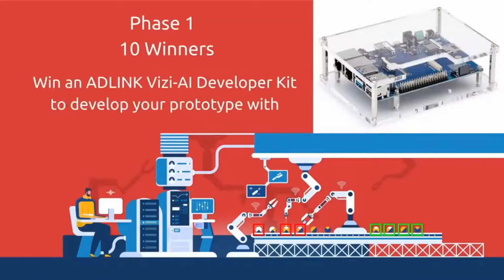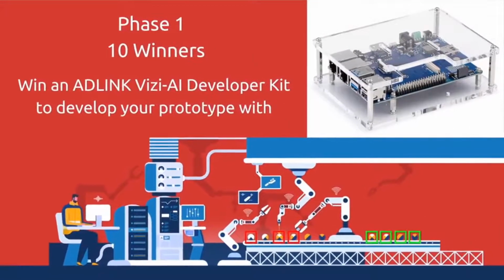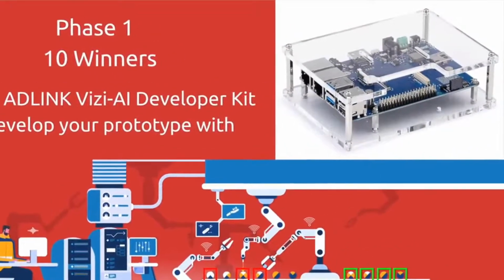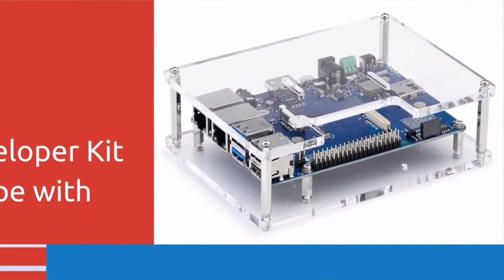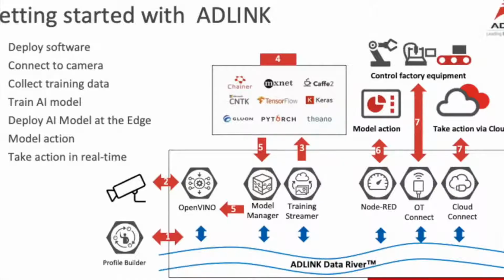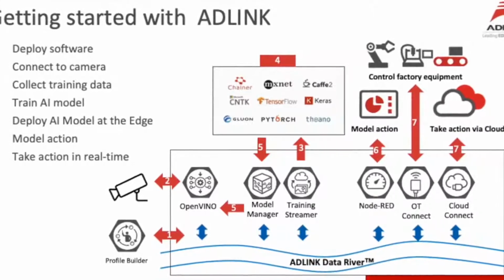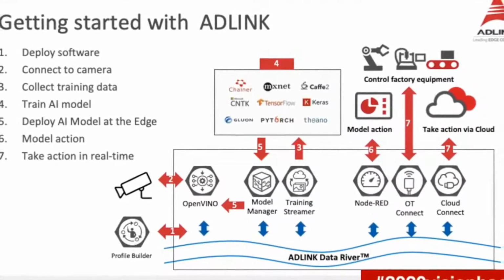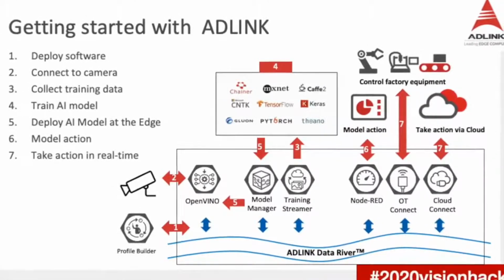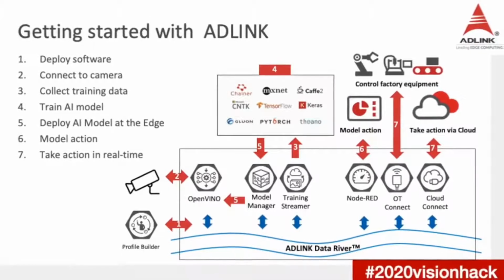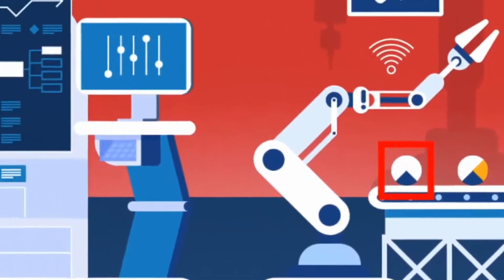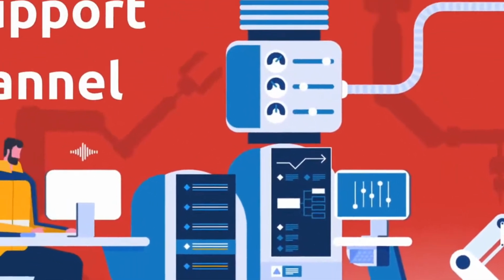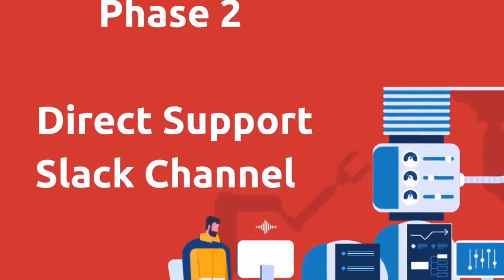Here they are. Phase 1 winners will receive an ADLINK Vizi-AI Developer Kit, which is a bundle of powerful hardware and software to build your prototype with. The hardware is a Smart 2 board, which is industrial ready. It has 4GB RAM, an Intel Atom 3940 CPU, and an Intel Myriad-X VPU, so plenty of power for AI vision. The Vizi-AI also has very intuitive software included with it, the ADLINK Edge Platform, which has vision tools, and OpenVINO and Node-RED included. As a Phase 2 team member, you will also receive direct support from Intel and ADLINK whilst you develop your prototype, so don't worry about support.